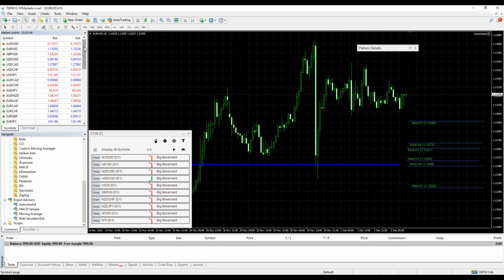This Autochartist panel is actually linked to your market watch window. You can see in my market watch window I have 36 instruments, and this is why Autochartist has so many trade setups here. It's got 9 pages' worth because I've got so many instruments configured in my market watch. So if you want to reduce the number of pages, you should reduce the number of instruments in your market watch.